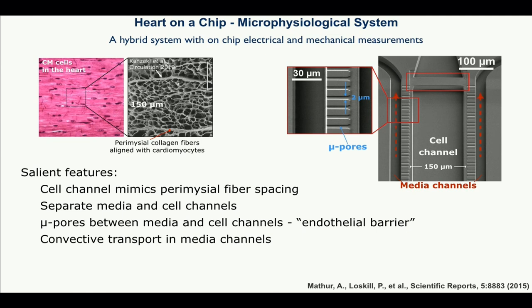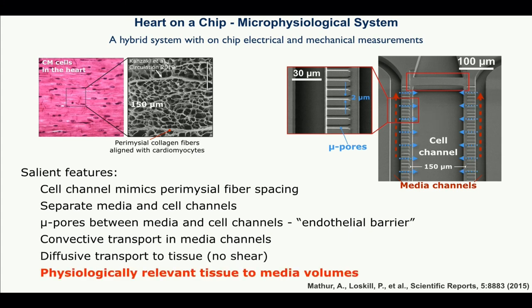So if we take this idea and we make this channel, I already said what its dimensions are. This is basically now the media channels. This is a little bit higher blow up of this area. These are little fenestrations. They're about 2 microns in width. And basically fluid flows through these. And then through diffusion, you get nutrients and everything into that cell chamber.